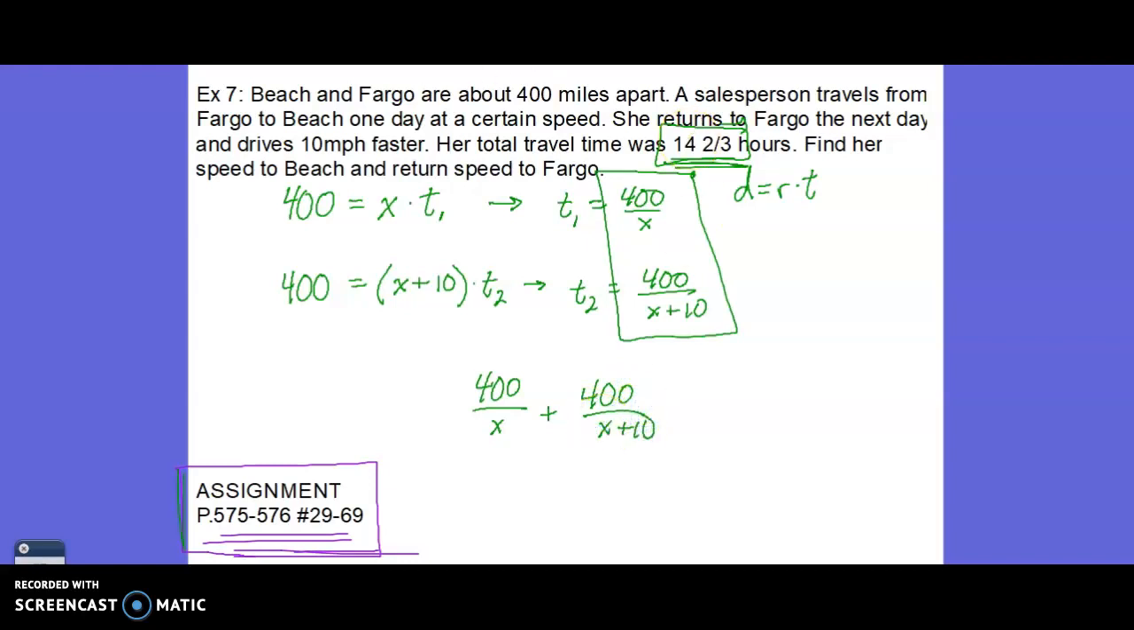And it might be worth your while to change 14 2/3, because that's a mixed number, and we're not big fans of that, to an improper fraction. So if you multiply 3 by 14, you get 42 plus 2, it's 44/3. And again, if you're stuck anywhere, please let me know.